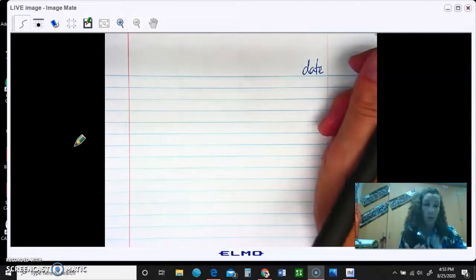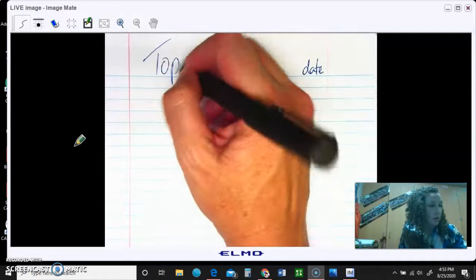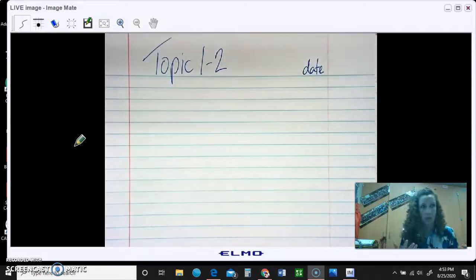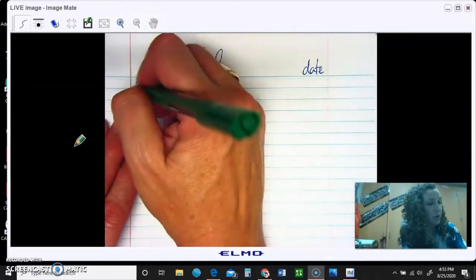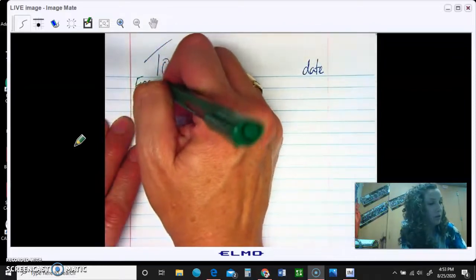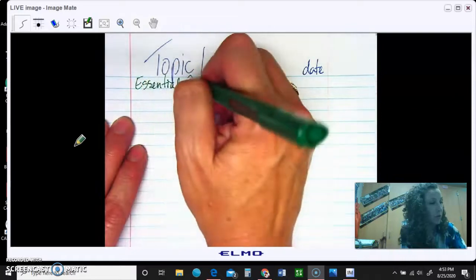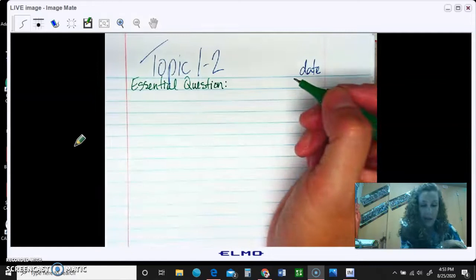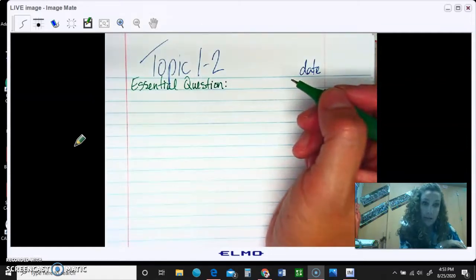You need to write whatever today's date is. Okay? So, what we're working on now is topic 1-2, and it's still place value. All of topic 1 is place value. And as I stated before, we need to have an essential question in mind all the time when we're working on this lesson. Okay, so our essential question this time is, how can I write a fraction as a decimal?